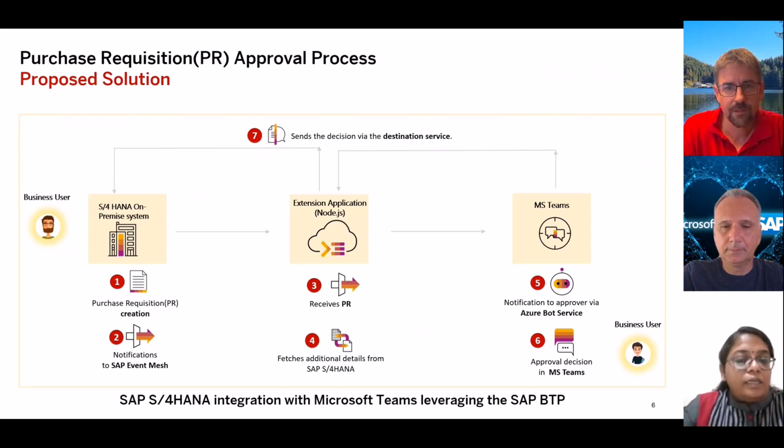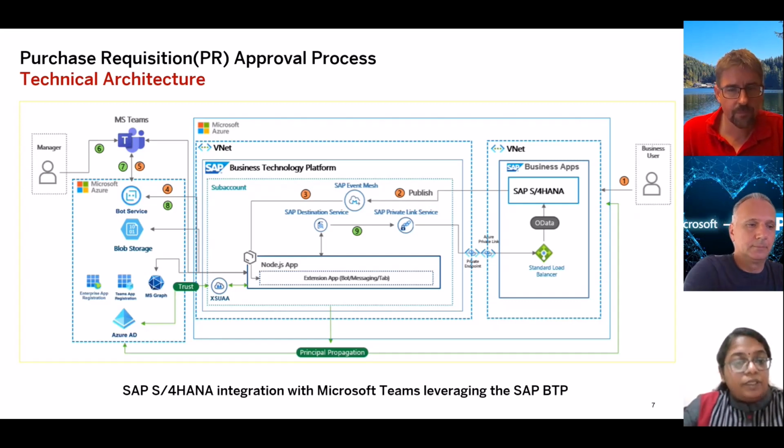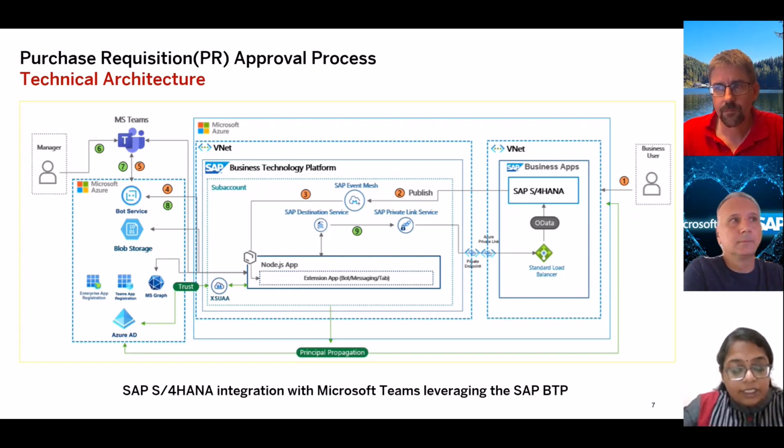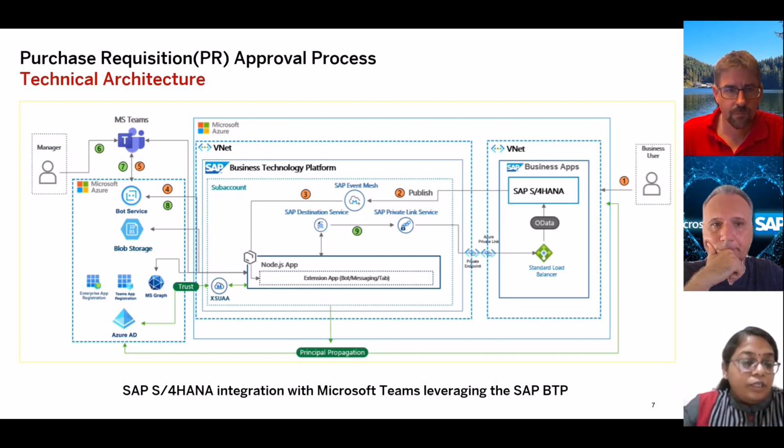Now, if we deep dive a little bit into the technical architecture, let us start from extreme left to right. On the left side, we have Microsoft Azure and MS Teams. Within Microsoft Azure, we are leveraging Azure AD, which is for managing the users. And then we have the enterprise application. We have the bot service, an instance of bot service, which is used to integrate with MS Teams. And then we have the blob storage in case we want to store specific conversations on MS Teams if we want to persist them.